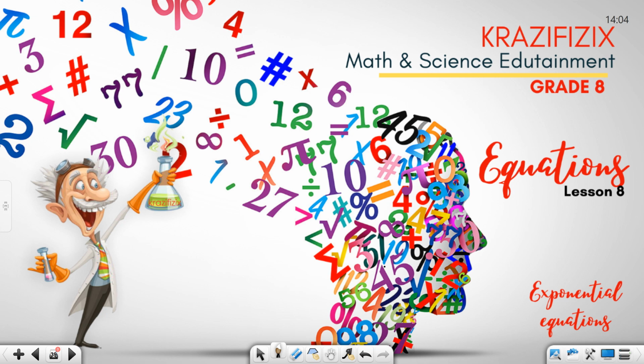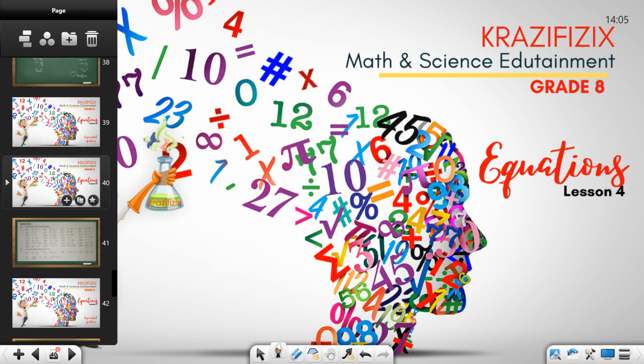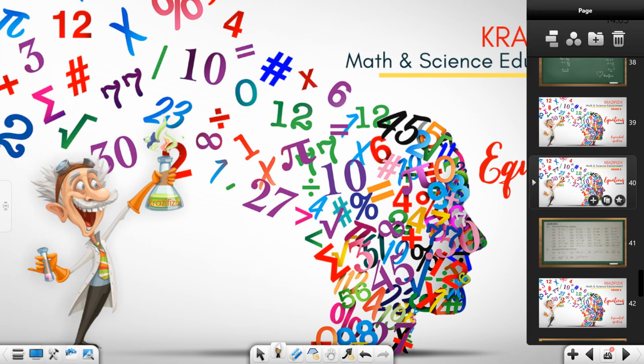And we are still busy with equations. But this time around, we're going to add a little thing to our equations. And we are moving to what we call exponential equations. I'm sure you remember what exponents are. Let me remind you what exponents are quickly.